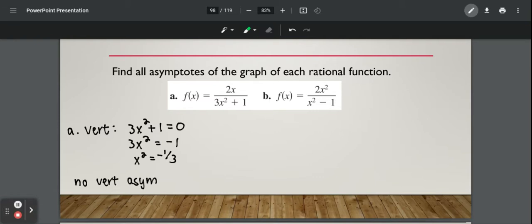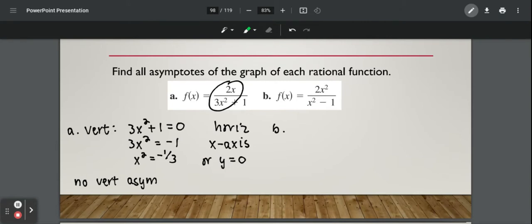Now, if we were looking for the horizontal asymptotes, let's always look at those terms. And remember, if the degree of the denominator is higher, so in this case, we have a higher degree in the denominator, so the horizontal asymptote is going to be the x-axis, or you could say the line y equals 0.